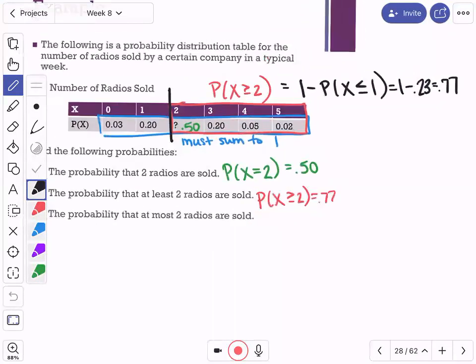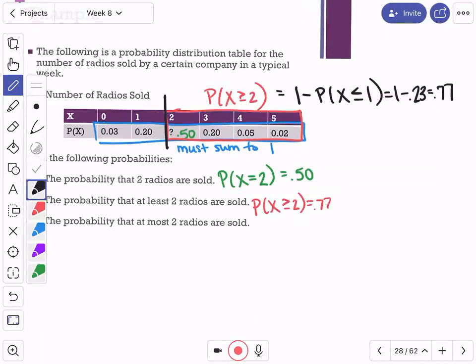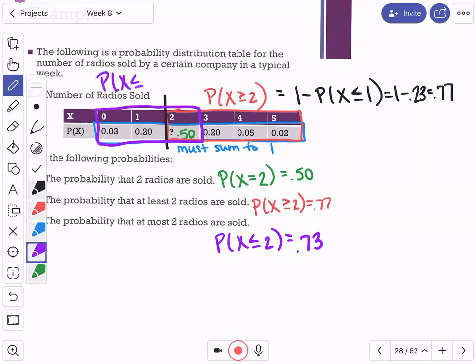Last one says the probability that at most 2 radios are sold. How is that different? At most 2. What am I asking you to find there? X is less than or equal to 2. Good. So that's the probability that x is less than or equal to 2. That would be these right here. Adding those up again, it's 0.73. So this is the probability that x is less than or equal to 2.